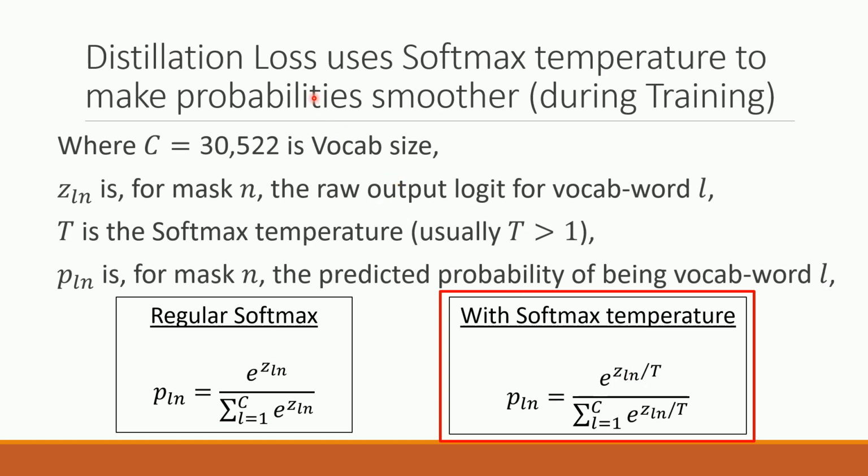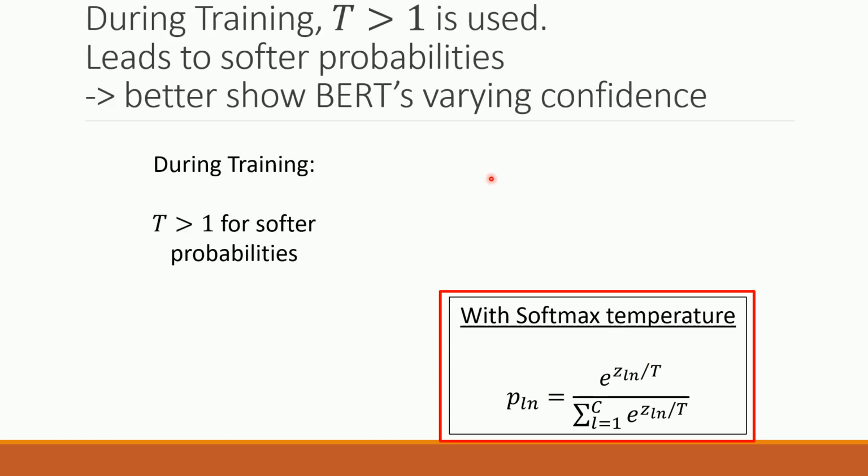So for distillation loss, they use this thing called softmax temperature to make the probability smoother during training. So we can see here, this is the regular softmax, right? And then we add this T. You just divide by T, and we set T to be greater than 1. So as mentioned before, during training, we set T to be greater than 1, and this leads to softer probabilities. So this helps to better show BERT's varying confidence.